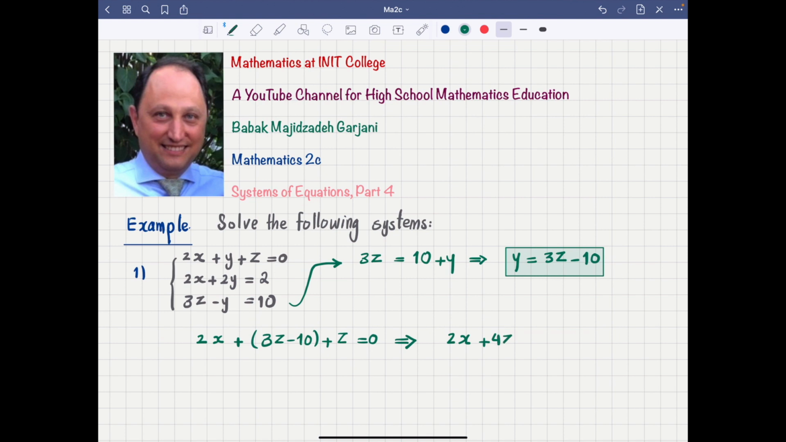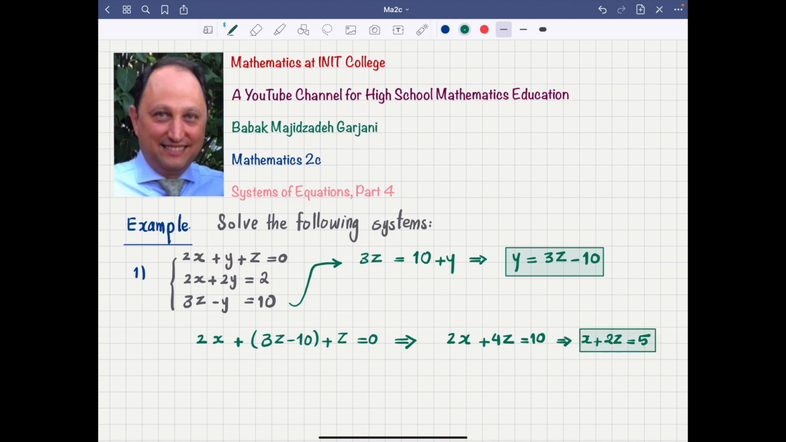And then hopefully you agree with me, it's better to move 10 to the other side. So it becomes positive 10. And usually, if this is possible to simplify, I always simplify. So I divide by 2. What happens? It becomes x plus 2z equals to 5. Agree? Yes. Okay, so let us keep this for future. So I hope that you see what is happening.